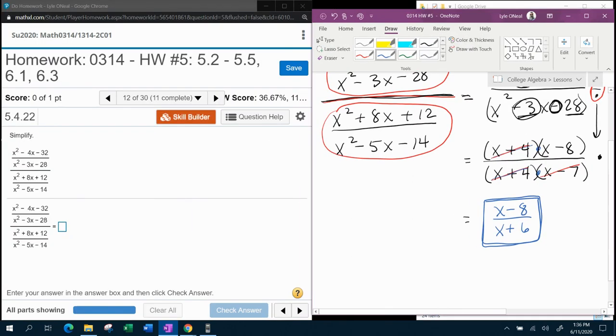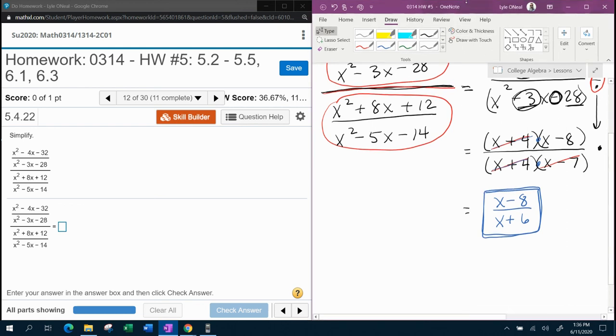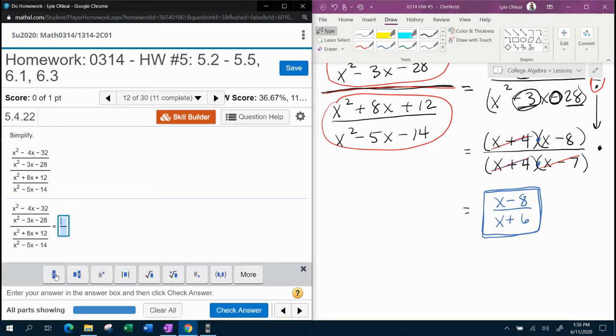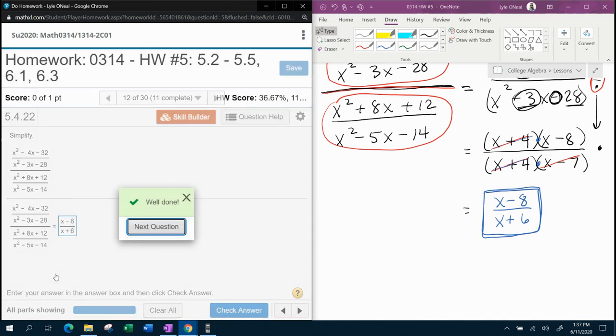And now if I shrink that back down, hopefully that's going to check out. Let's see here. In MyLab Math, x minus 8 over x plus 6. Fingers crossed. Bam.